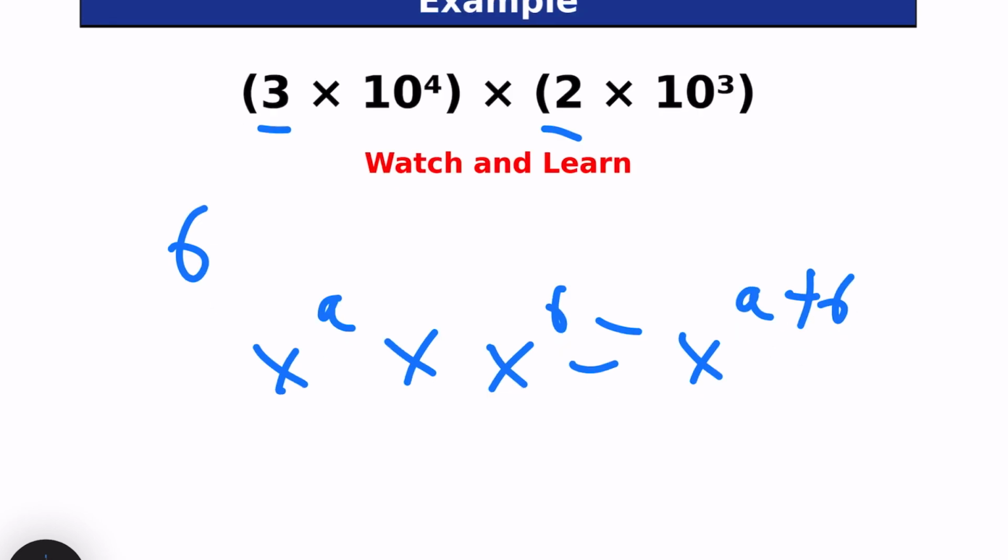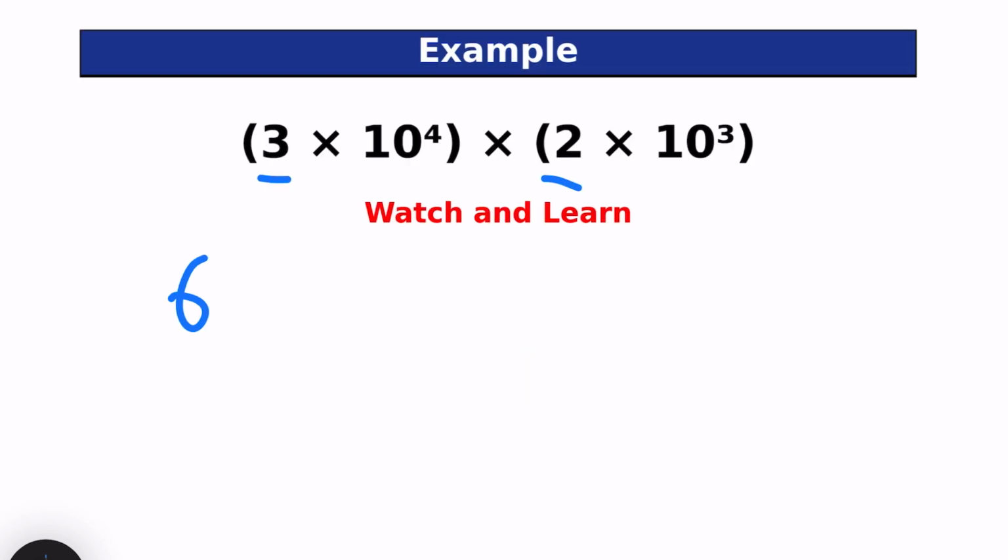So in this case with the tens we can just add the powers. For this question we have 10 to the 4 and 10 to the 3. If we add the 4 and the 3 we get 7, so it'd be multiplied by 10 to the power of 7. So when you're multiplying standard form you multiply the integers and you add the powers of 10.